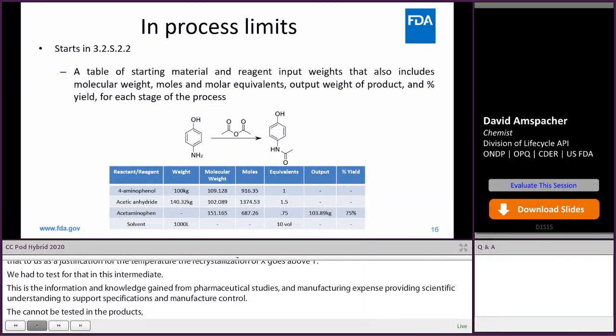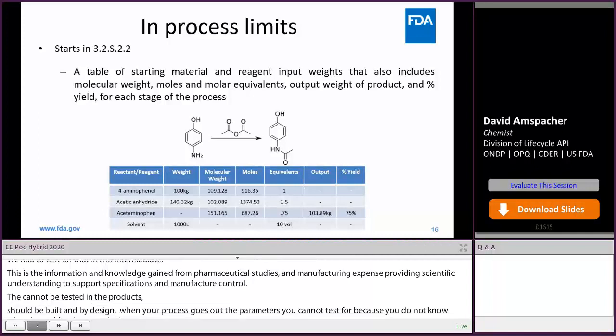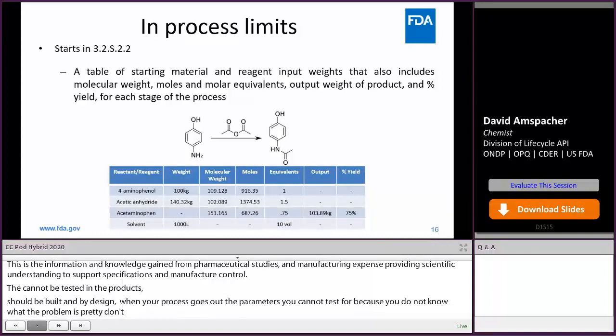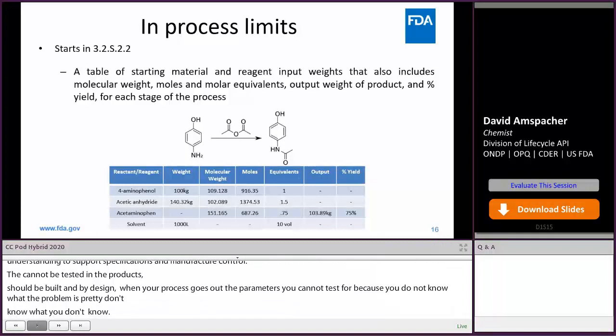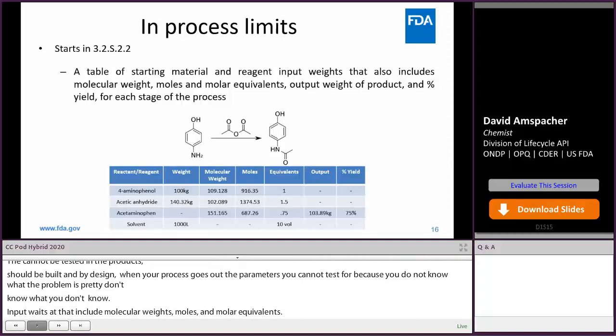Everything starts in section 2.2 with the reaction. We prefer a table of starting material and reagent input weights that also includes molecular weight, moles, and molar equivalents, output weight of product, and percent yield for each stage of the process. We start with what you're adding, how many moles and equivalents, and how much product you get out, and what the yield is based on the amount of starting material you're putting in.